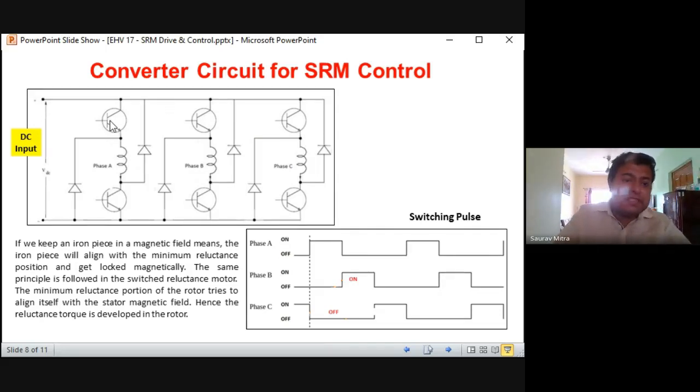So if this is the first arm for phase A, this is the second arm for phase B, and this is the third arm for phase C. And if we name those transistors 1 and 4, these two 5 and 2, and this 3 and 6.